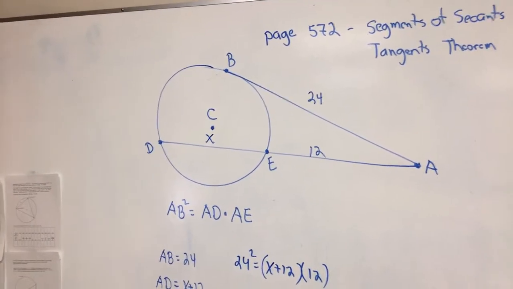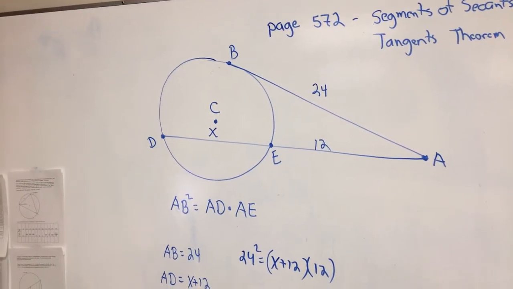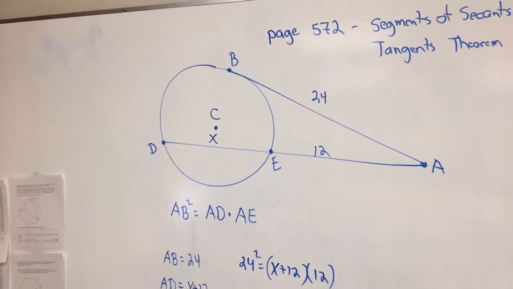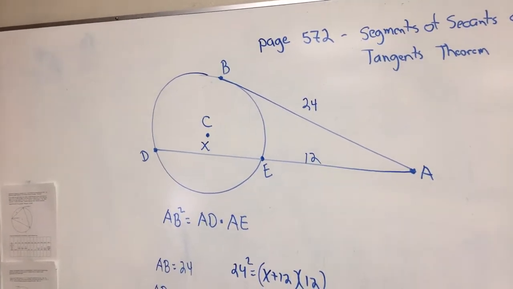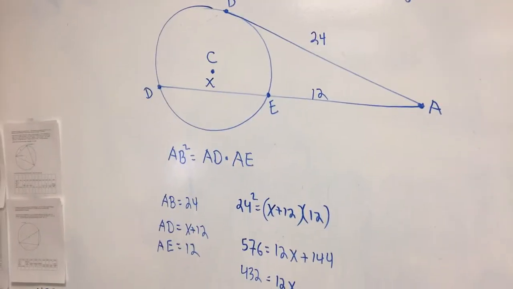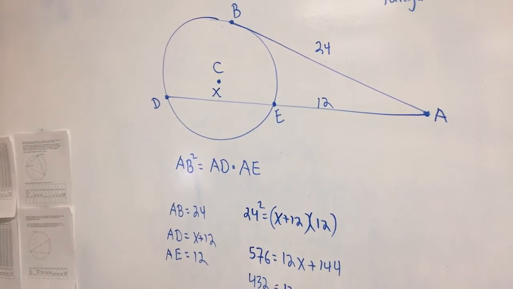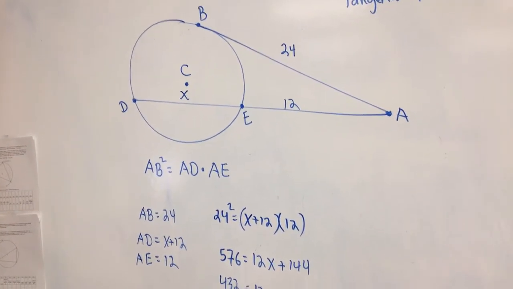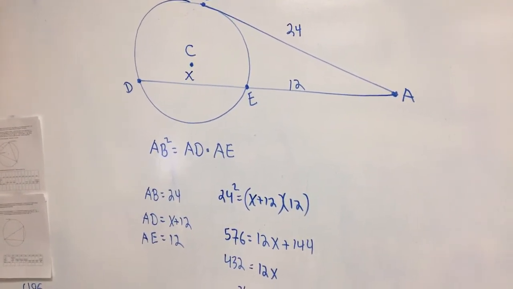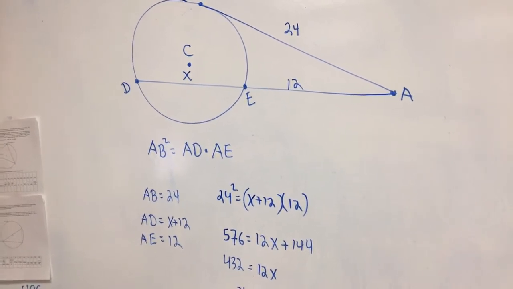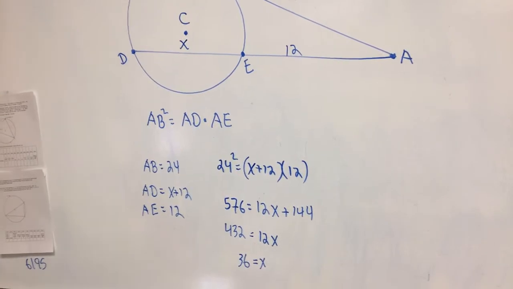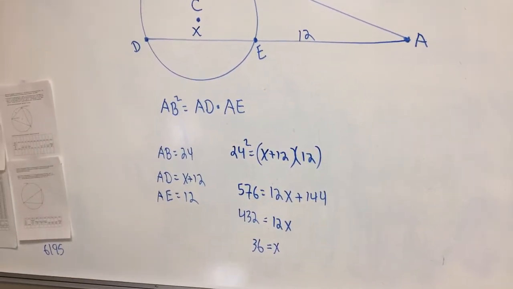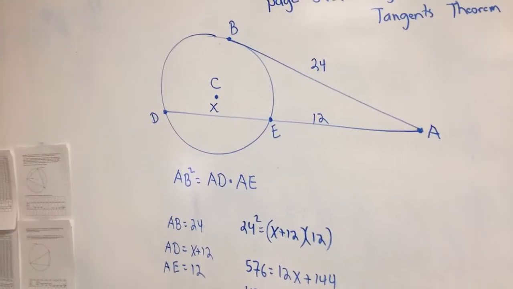In our case, the tangent's equal to 24. The whole thing from A to D, segment addition postulate, is x plus 12, and the length of the exterior piece, EA, is 12. So if you set that up, you get 24 squared is equal to x plus 12 times 12. 576 is equal to 12x plus 144, because I know you know how to distribute. Then you subtract the 144 and divide by 12, and x is equal to 36. Not a bad problem.